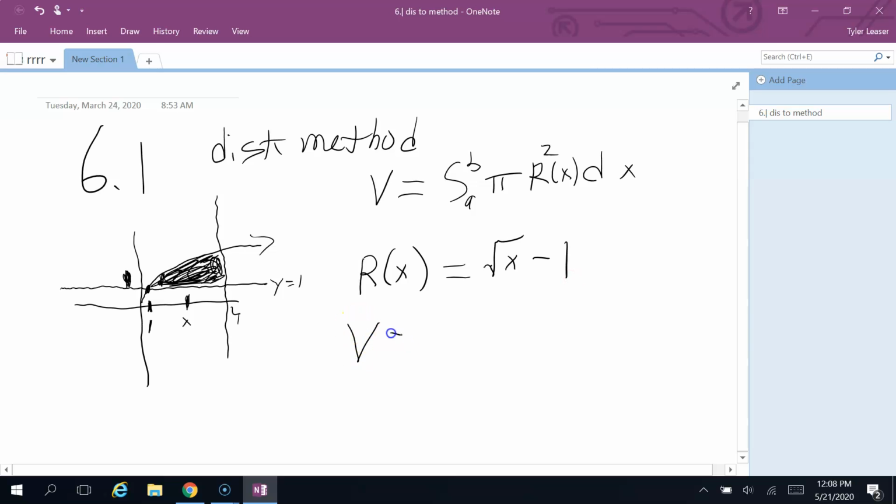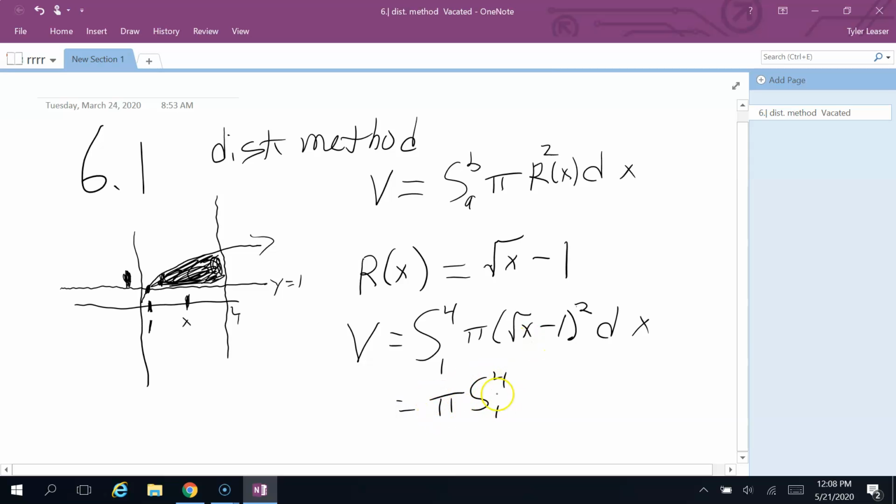So just to do it real quick, the total volume is going to be the integral from 1 to 4, since that's where my region exists on the x-axis, of pi, and then my radius function, square root x minus 1, quantity squared, dx. Just to do this real quick, squaring that off and taking the pi out.